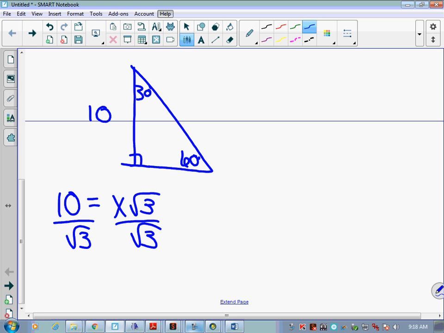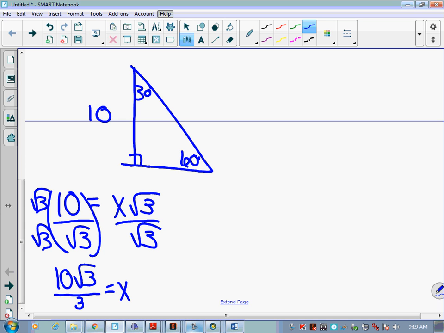Okay? Can I leave it as x equals 10 radical 3? What do I need to do? Multiply by radical 3 over radical 3. This is going to give me 10 radical 3 over 3. So our case won't reduce, right? So, we know that this guy right here is 10 radical 3 over 3.